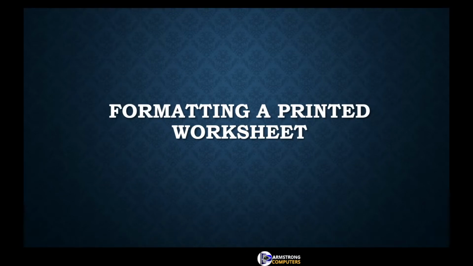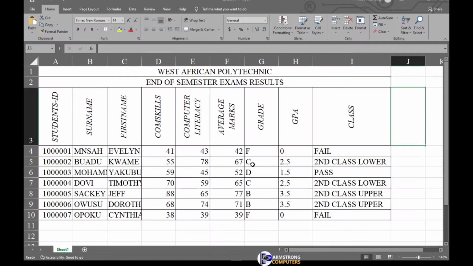Now, what is formatting a printed worksheet all about? Someone may ask. Let me show you something here. As I've switched to my Excel screen, you can see that I have the worksheet using the IF statement, where we used the average mark to find the grade, the GPA, and the class of each student. Again, I'll be leaving the link here where you can go and take a recap of that also. Now you can see that we have our printed worksheet.